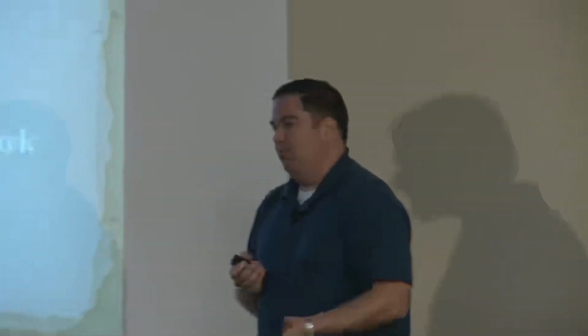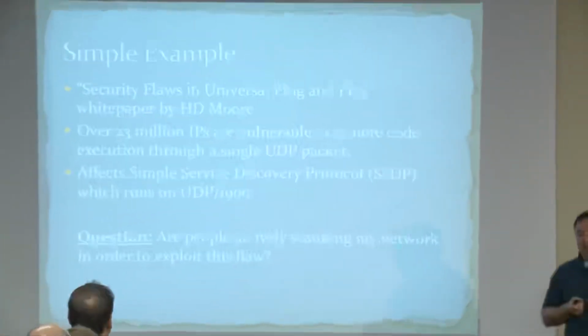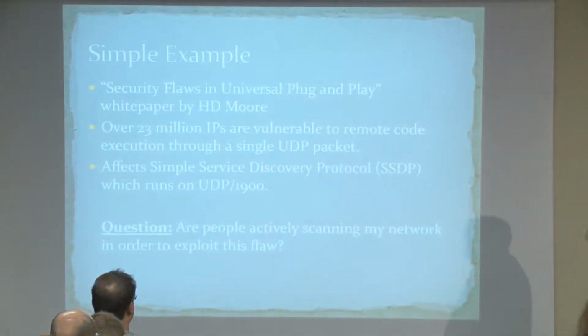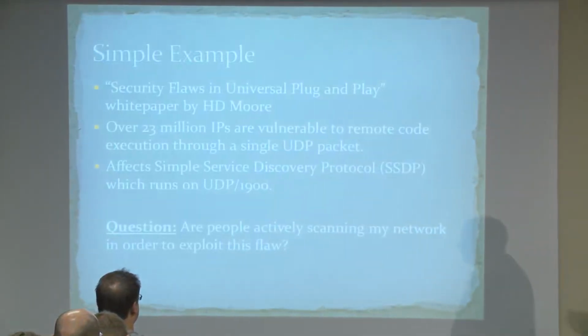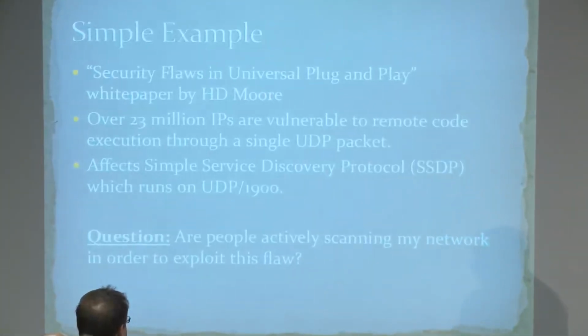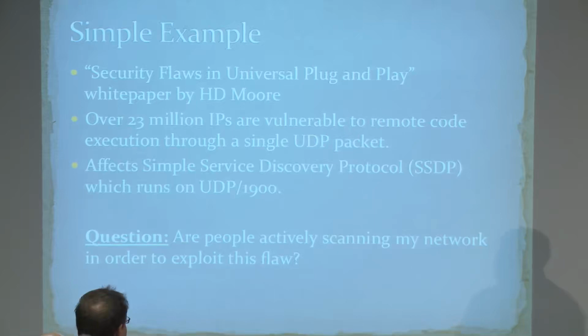So I wanted to get started with a really simple example to elaborate on this. A while back, H.D. Moore wrote a paper called Security Flaws in Universal Plug-and-Play. Basically, H.D. said he scanned the internet and found over 23 million IPs that were vulnerable to remote code execution through a single UDP packet. And I thought, that's really interesting. I work at a company that does measurement, test, and automation, National Instruments. That sounds like something we would probably have. And I thought, man, we may have exposure to this.